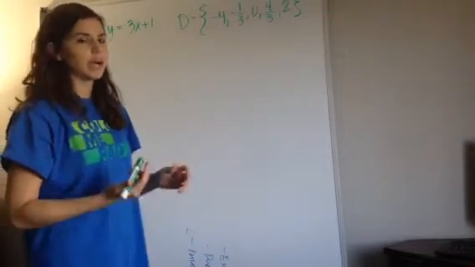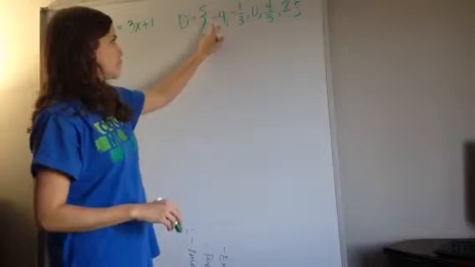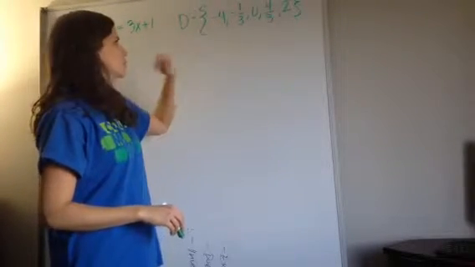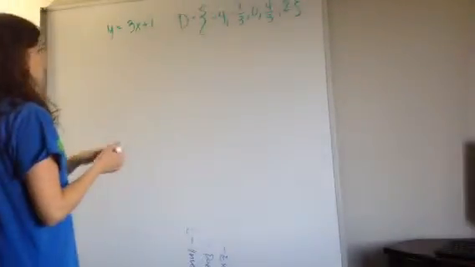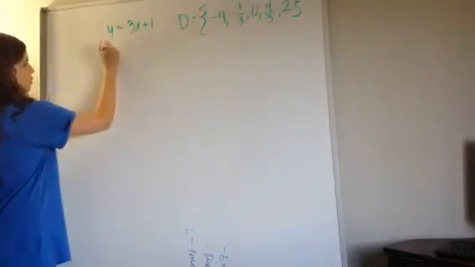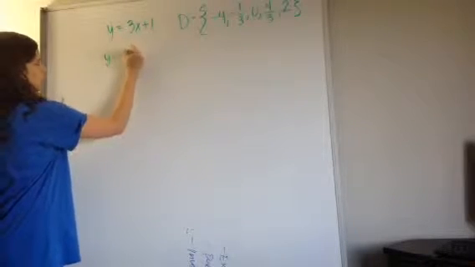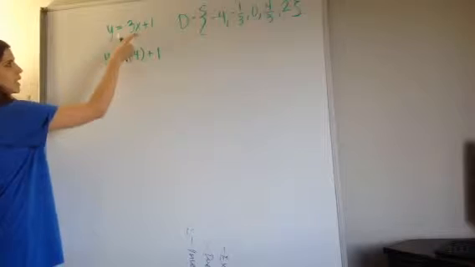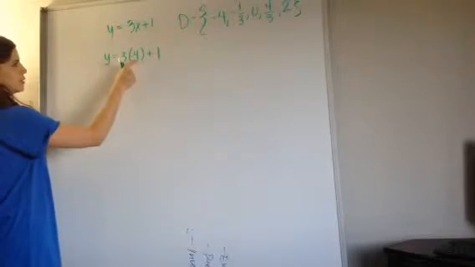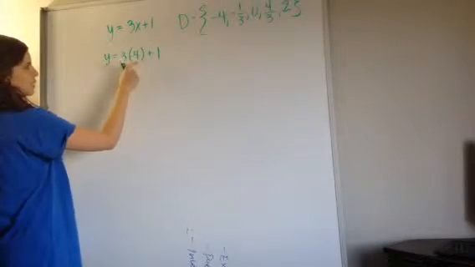So basically they're asking you to find, what's the point if the x value is negative 4? What's the point if the x value is negative 1/3? And so on. So that means I'm going to find the point first if x is negative 4. So I just plugged in negative 4 where x is. So 3 times negative 4 is negative 12.